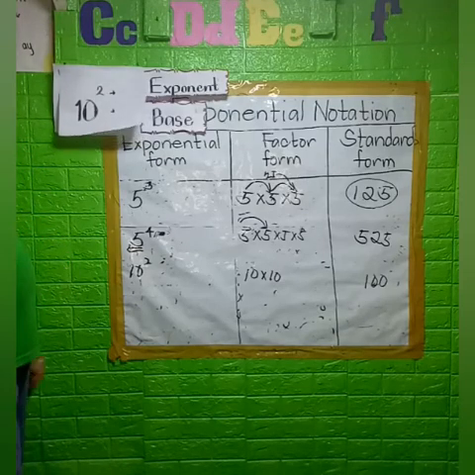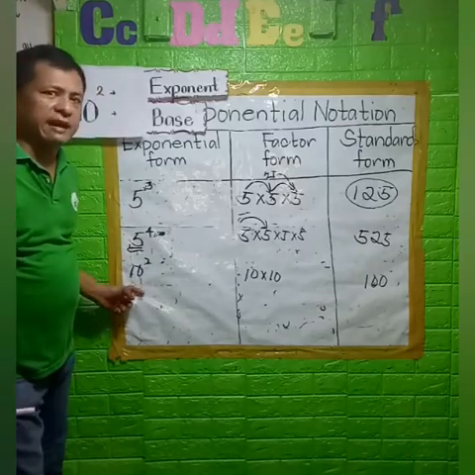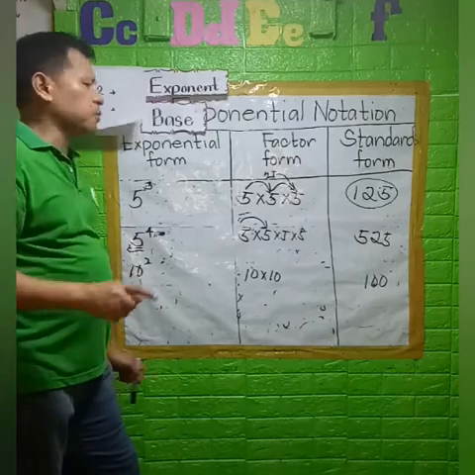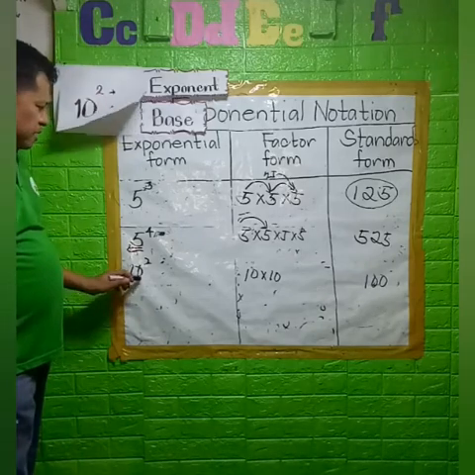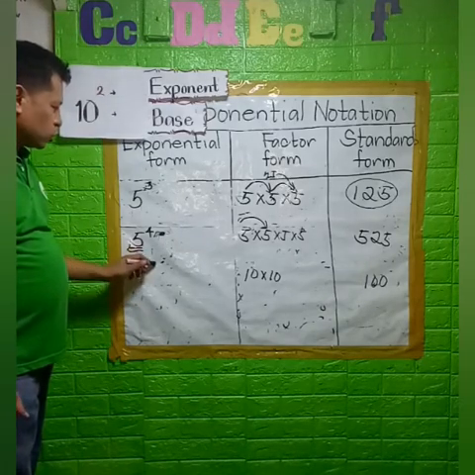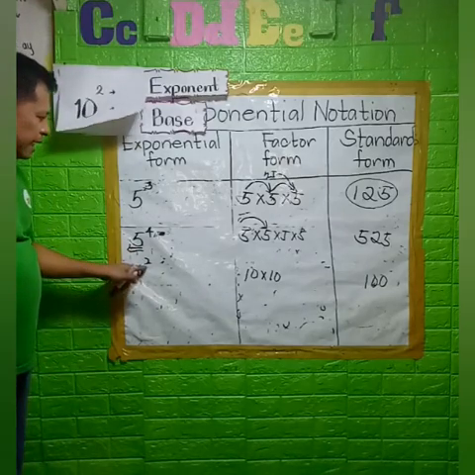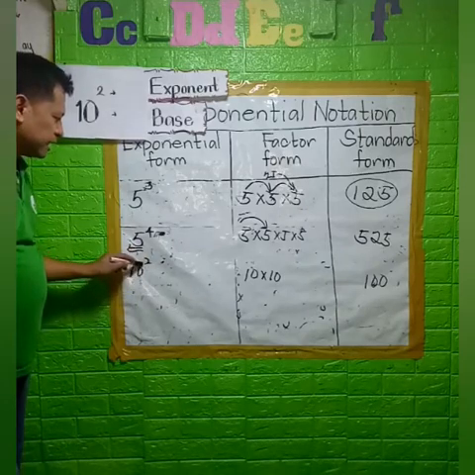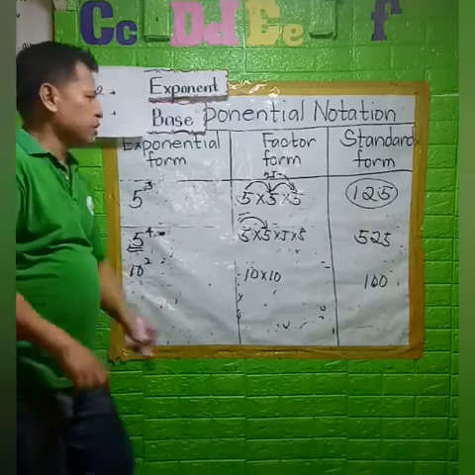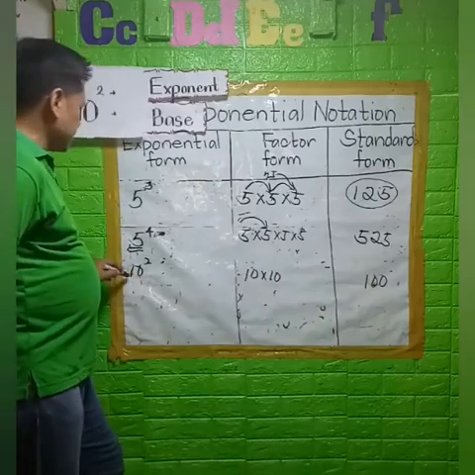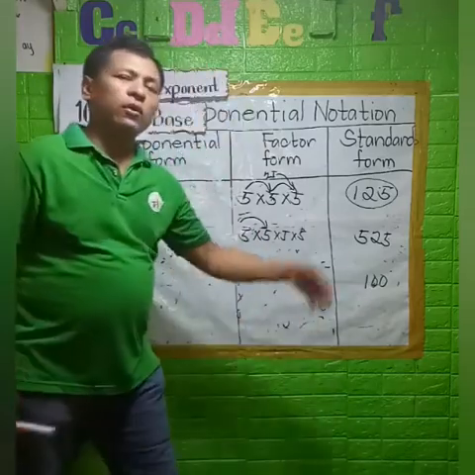Okay? So in the case of base 10, all you have to do is consider the 2 as the number of zeros that we are going to write. So ilan ba yung exponent natin? Ano ba yung exponent natin dito na ginamit? 2. So that tells how many zeros we are going to write. So that's why we have 2 zeros. Then multiply the remaining number, which is 1, by itself, that is 1. So we were able to get it.